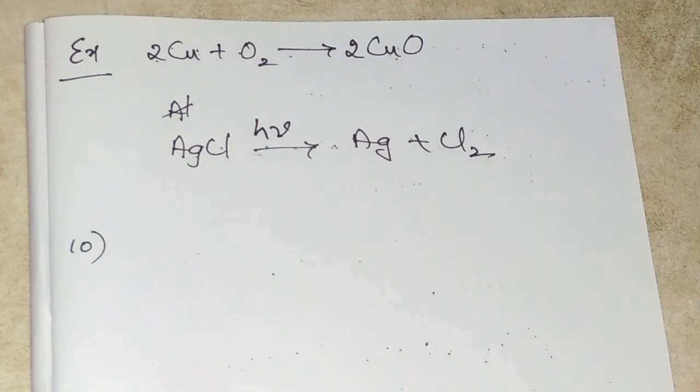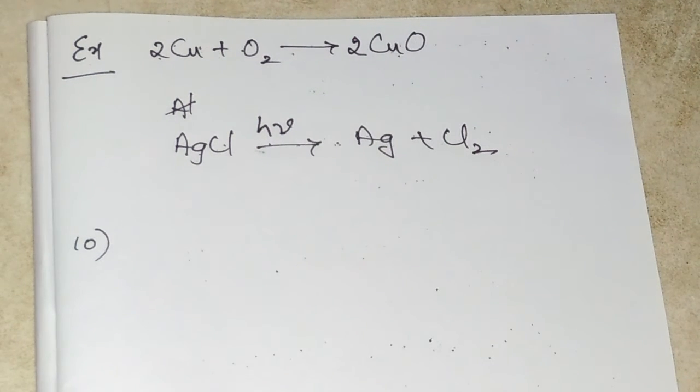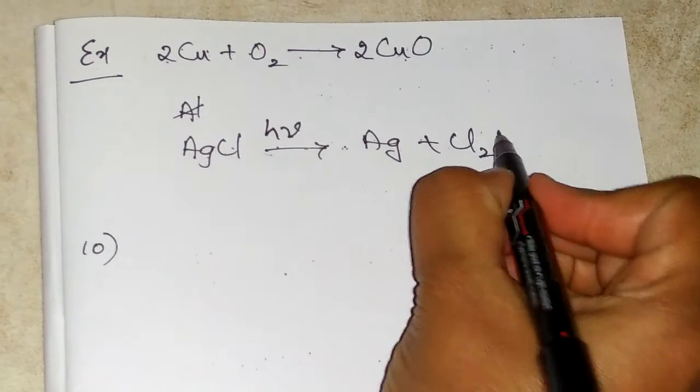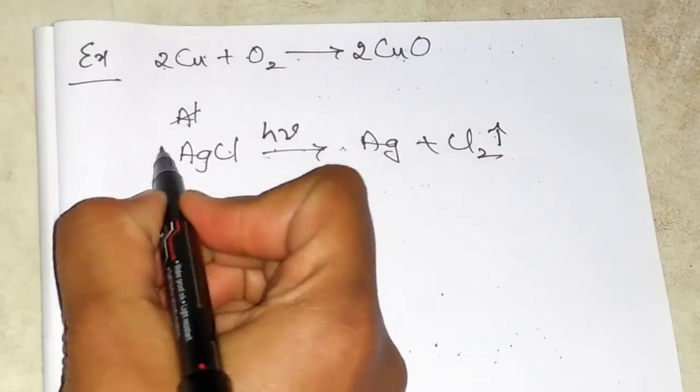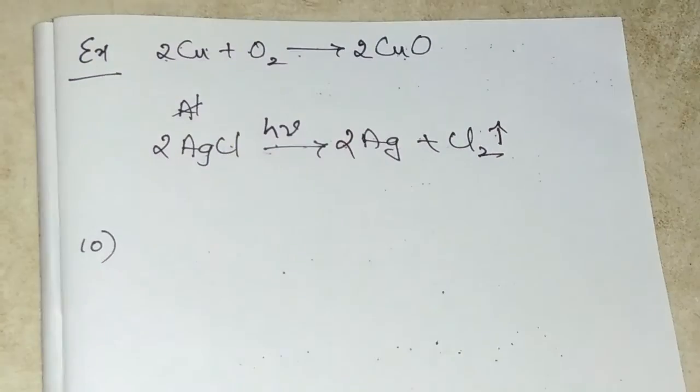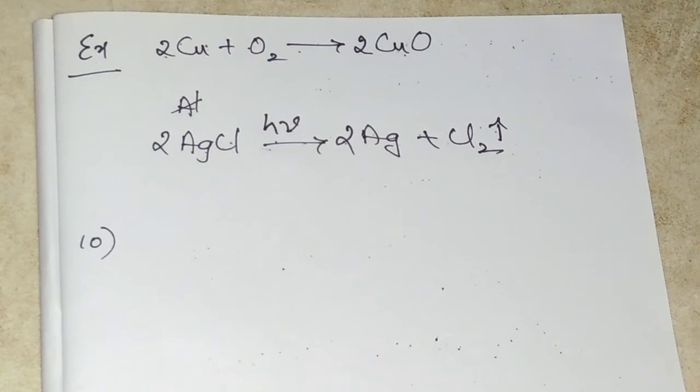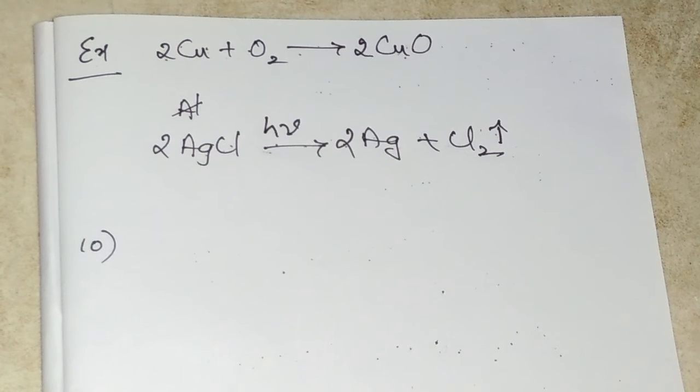So AgCl, that is white colored silver chloride, converts into gray colored silver. Along with that, chlorine gas will evaporate into the air. So we can put an up arrow mark here, and for balancing we'll write 2AgCl gives rise to 2Ag plus Cl2. If you take light yellow colored silver bromide, that converts into silver and bromine gas. Here also gray colored silver is formed.